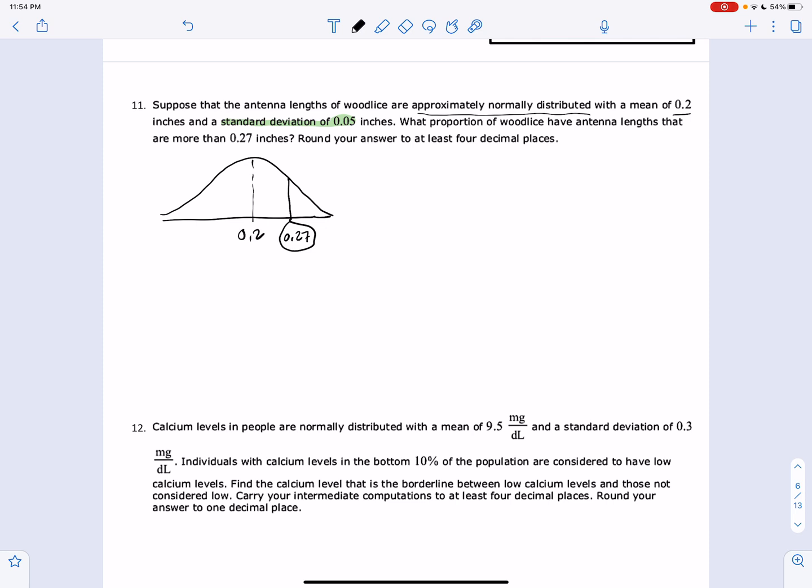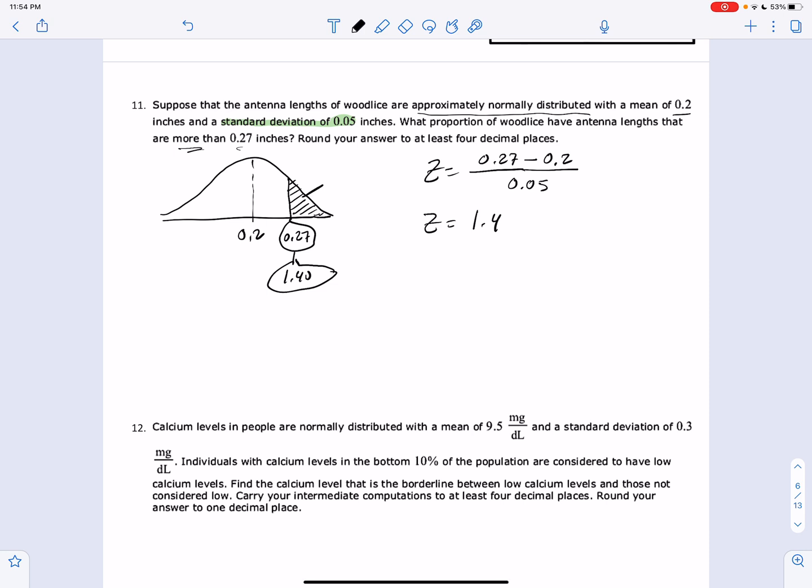So it says find the lengths that are more than 0.27. Well, more is to the right. And if I could figure out this area, I got myself an answer. But what I really need to do is convert this raw score into a z-score. So I take that raw value of 0.27, subtract it from the mean, which is 0.2 or 0.20, divided by the standard deviation in green, 0.05. Well, that gives me a z-value of 1.4. So this z-value is 1.4 or 1.40.